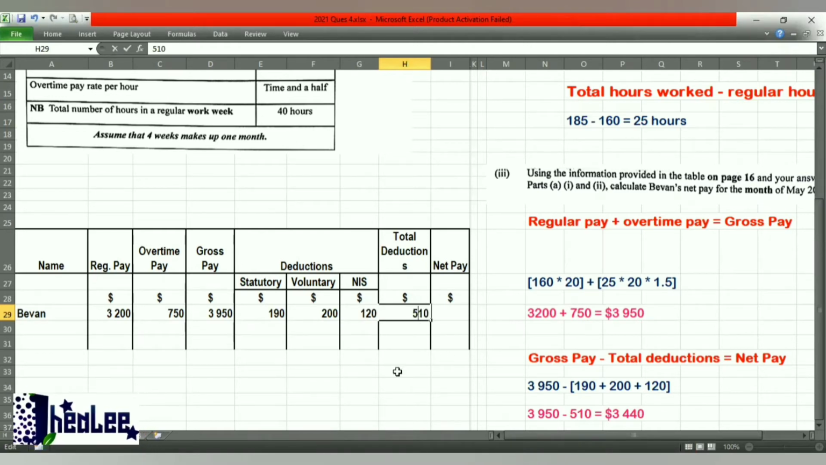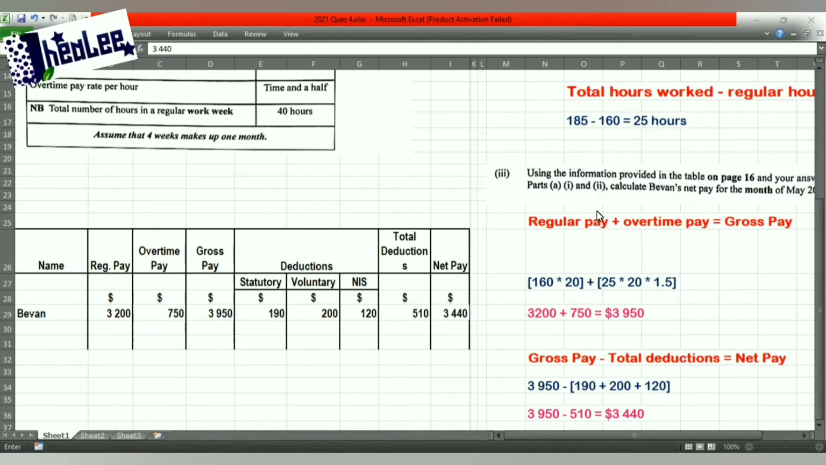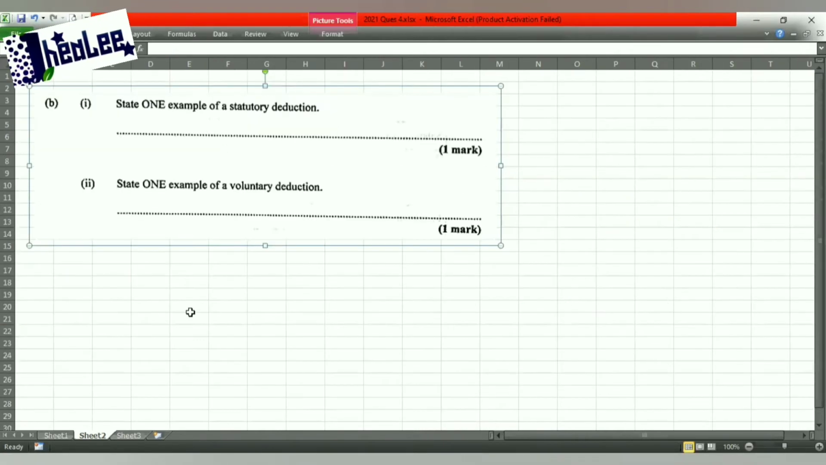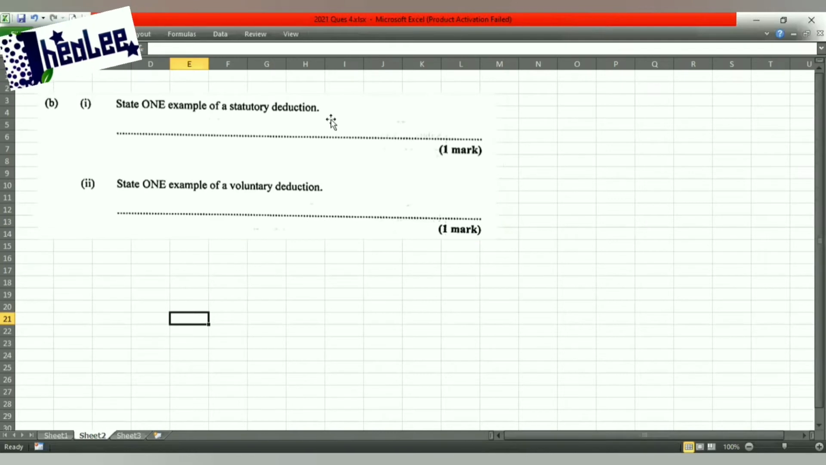This 510 now is subtracted from your gross pay to give you your net pay of $3,440, and that is your response. Now we're going to move into part B of the question, which reads, state one example of a statutory deduction.